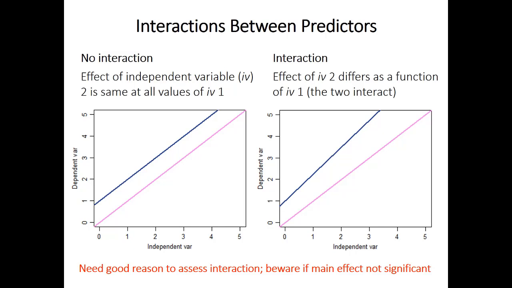And along the same lines, you should often beware if you find a significant interaction, like independent variable 1 and 2 interact with each other, but on their own, each one is not significant. That could be a valid finding, but again, you should have some good justification for why that's the case and be aware of the issues of researcher degrees of freedom.